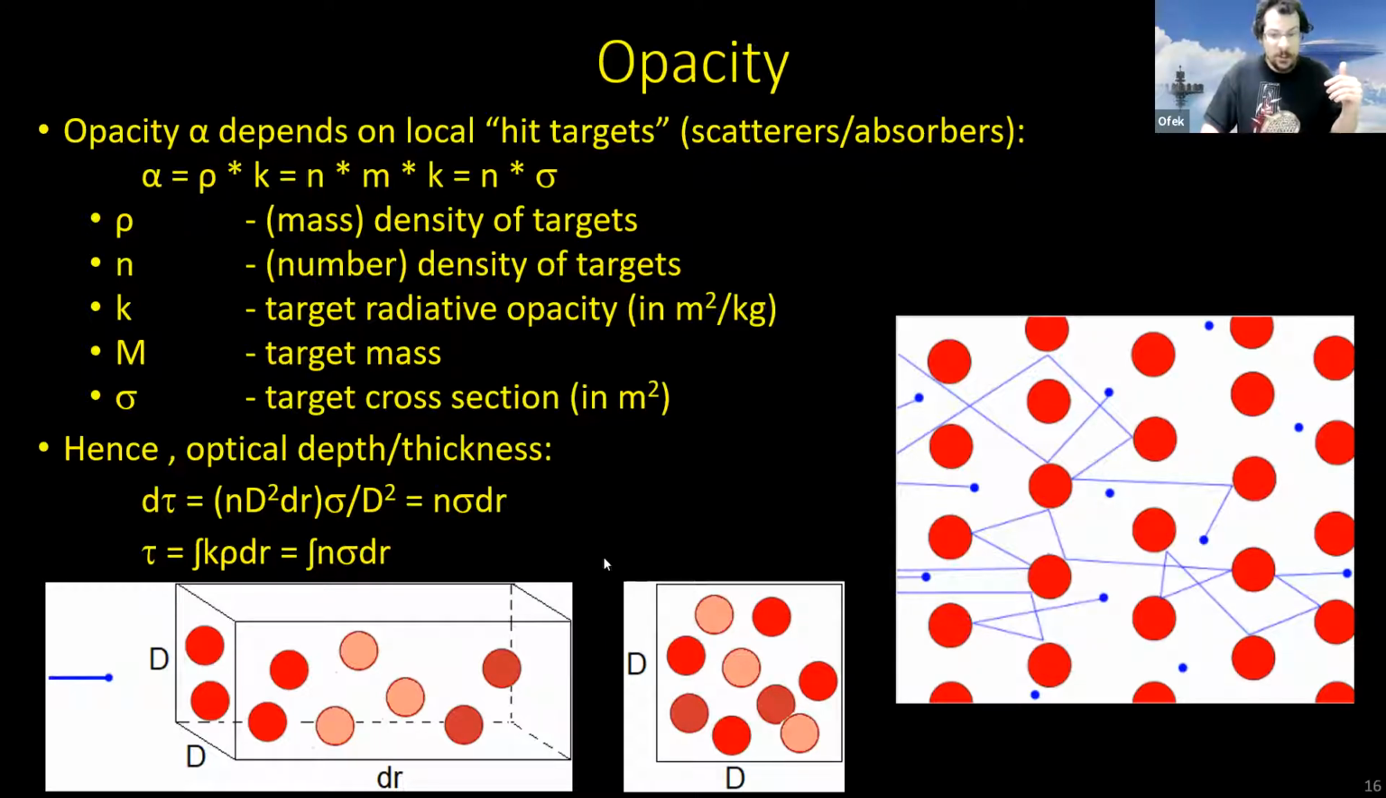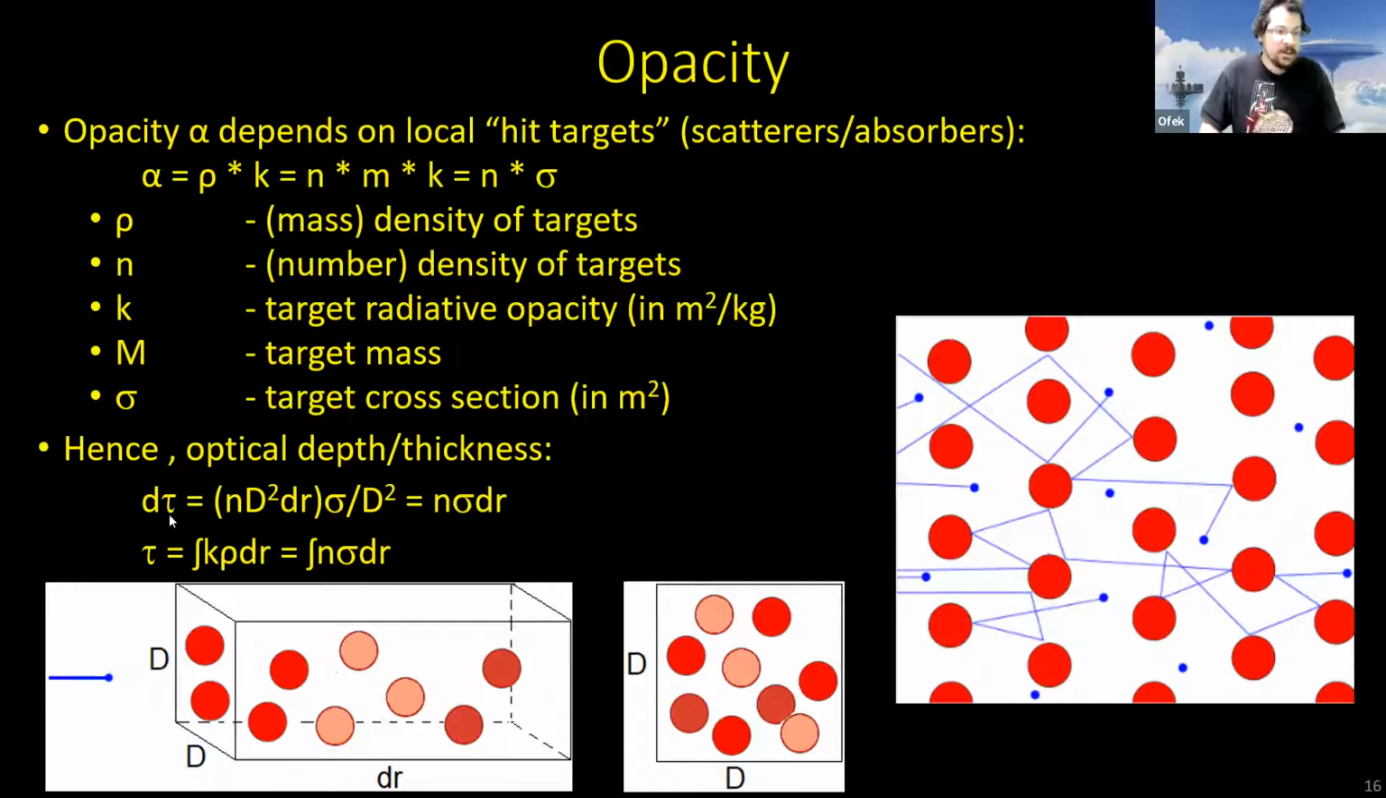Divide by d squared, which is the total area you could take, basically gives you the density of scatterers out of the total area that you have available to you. So the effective probability, if you will, of hitting something. So it's basically just n times sigma, this same alpha, the number density of targets times the cross-section of each target.